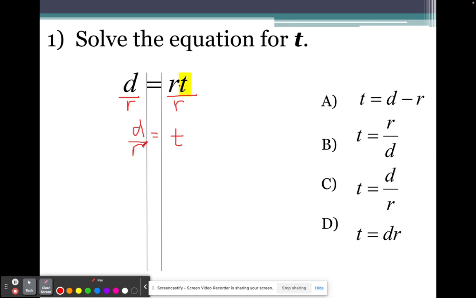So what is the correct one? Well, here I have time equals distance minus rate. That's not it. Time equals rate divided by distance. That's upside down. Time equals distance divided by r. That's what we came up with. But time does not equal distance times rate. So that would be our correct answer, C.